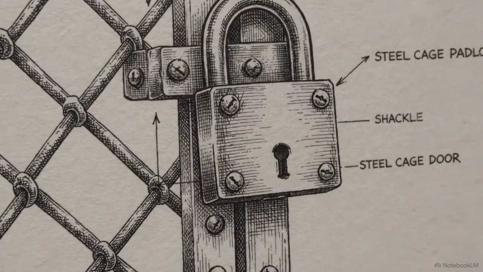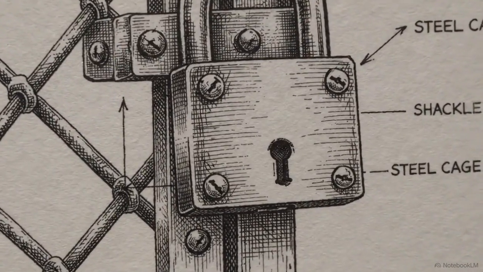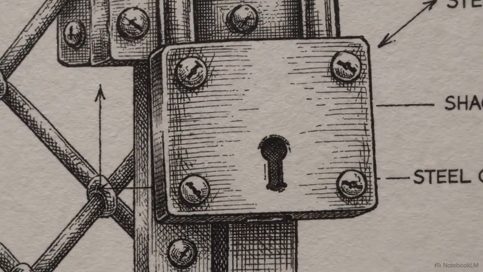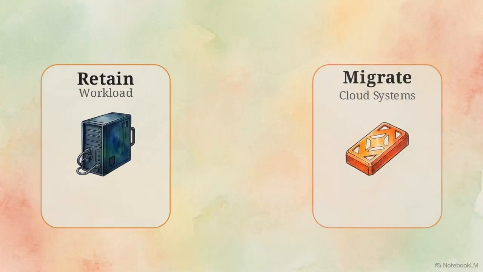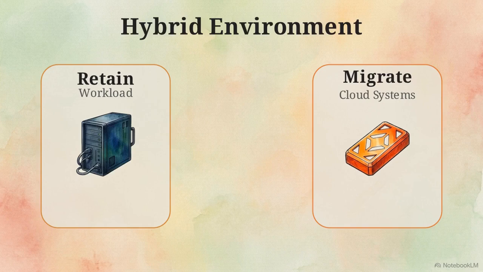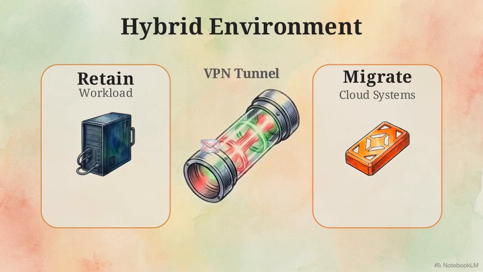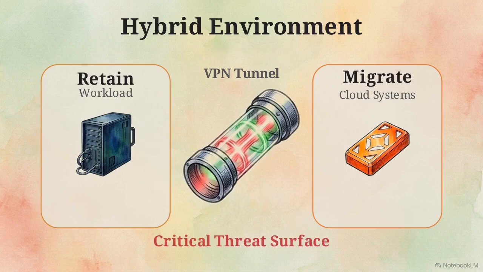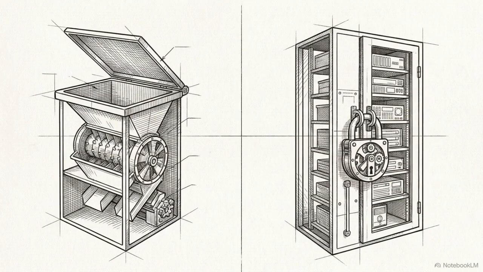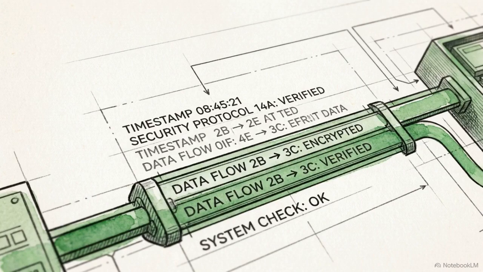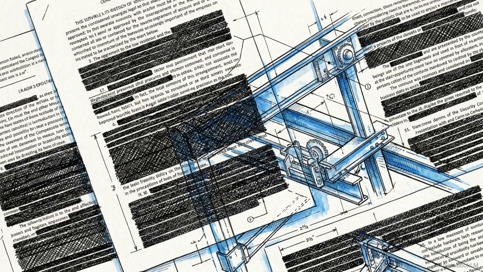The sixth strategy is retain. This is the conscious decision to leave workloads on premises due to regulatory rules, legacy hardware constraints, or complex licensing. Retained workloads rarely exist in a vacuum. They connect to newly migrated cloud systems, forming a hybrid environment linked by a secure VPN tunnel. This connection establishes a critical threat surface, requiring heavy encryption and monitoring. The decision to delete a system or keep it on premises requires as much rigorous security protocol and audit logging as a full cloud migration.